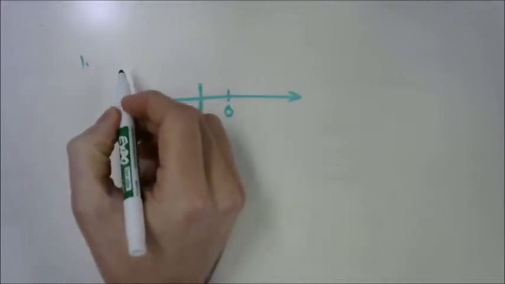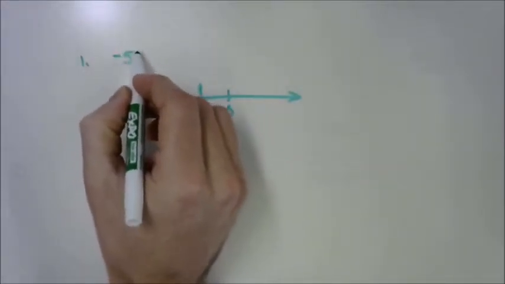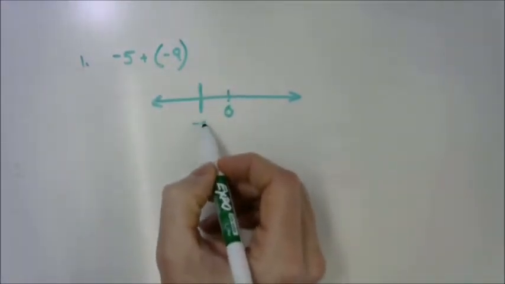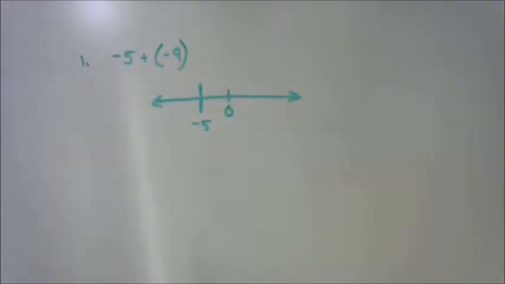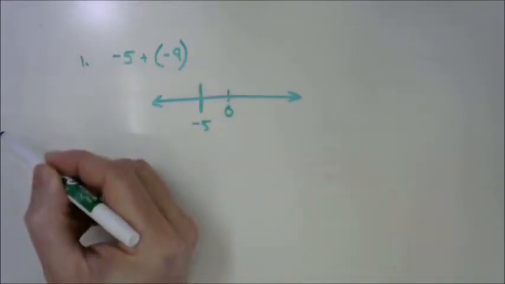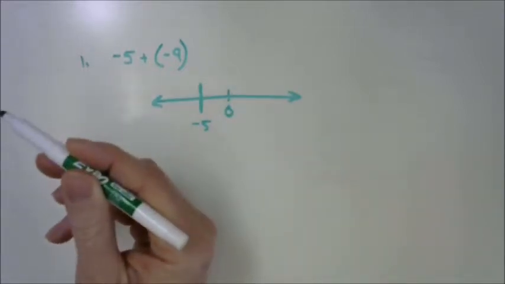So we're starting with a negative number, so we've taken care of that. Maybe I'll write our example here. We've got number 1, which is negative 5 plus negative 9. So we're starting down here at negative 5, and we're going to add a negative number. So you're going left. Okay?